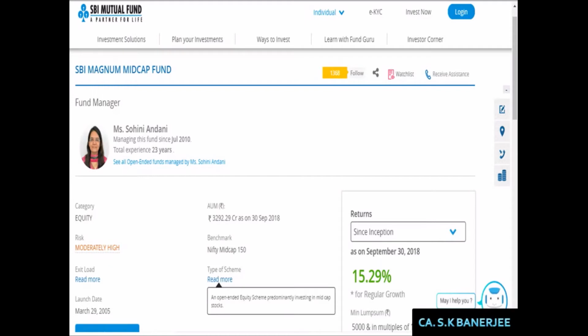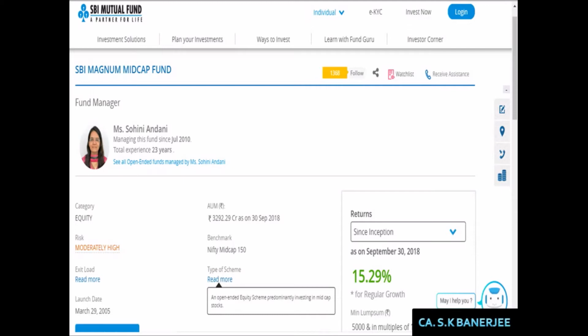So as I have told you, when you want to invest, if you go to a particular mutual fund website, in this case I have gone to the SBI Mutual Fund, and you choose any fund, the mutual fund companies have to compulsorily give you all the information regarding that particular fund. So I have gone to the SBI Mutual Fund website and selected the SBI Magnum Mid Cap Fund.